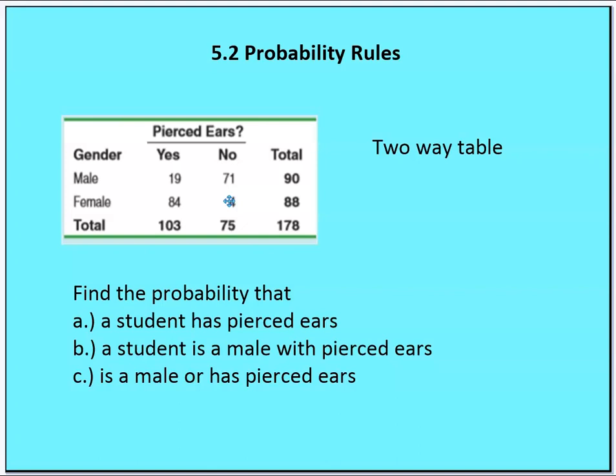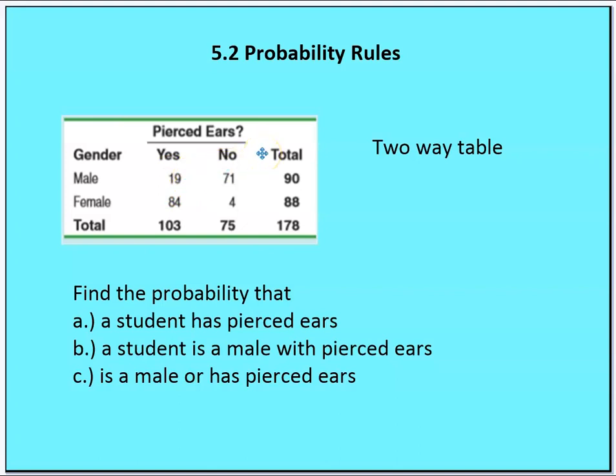And so we have a two-way table, and now we can find the probability, frequency, or relative frequency. A student has pierced ears. So we look in the table, student has pierced ears. It would be any of the students, so 103 out of 178. Student is a male with pierced ears, so 19 out of 178. I'm sorry, a male with pierced ears, 19 out of 103.